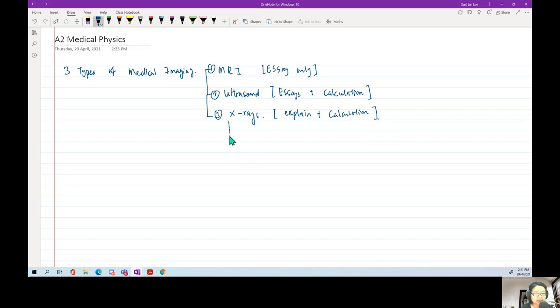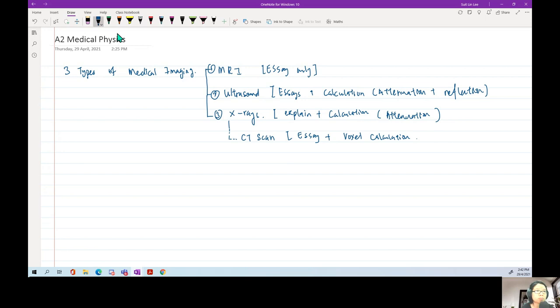Then there is CT scan, which is also a type of X-ray. So for CT scans, there is another essay here, okay? And there's some form of voxel calculation that we will go through today. And this ultrasound and X-ray calculation is around attenuation. Ultrasound is attenuation and reflection. This calculation is only attenuation.